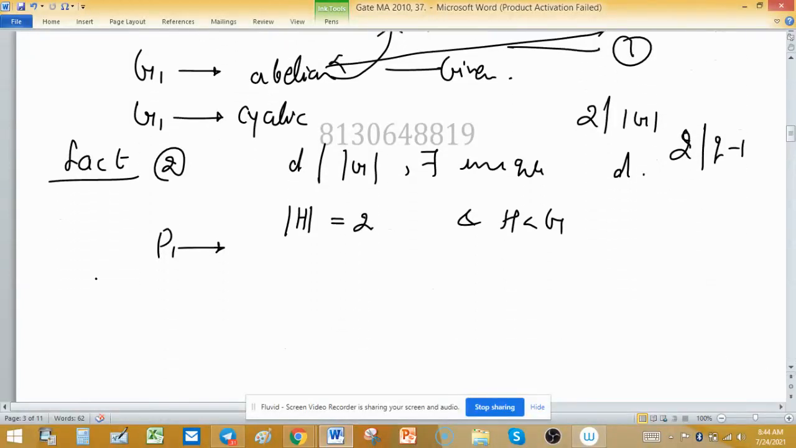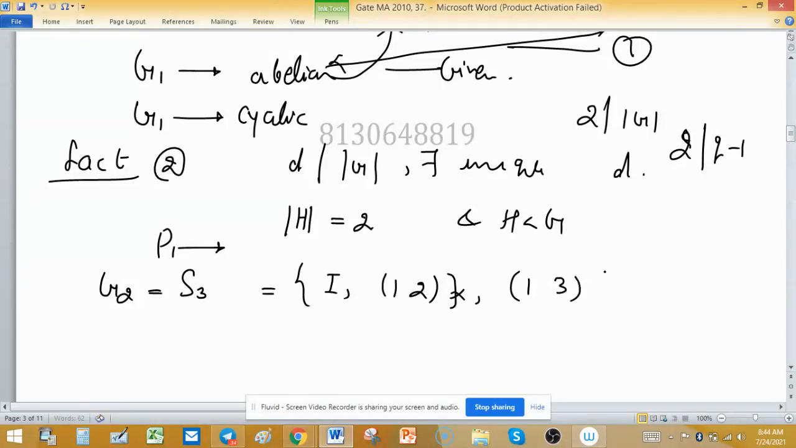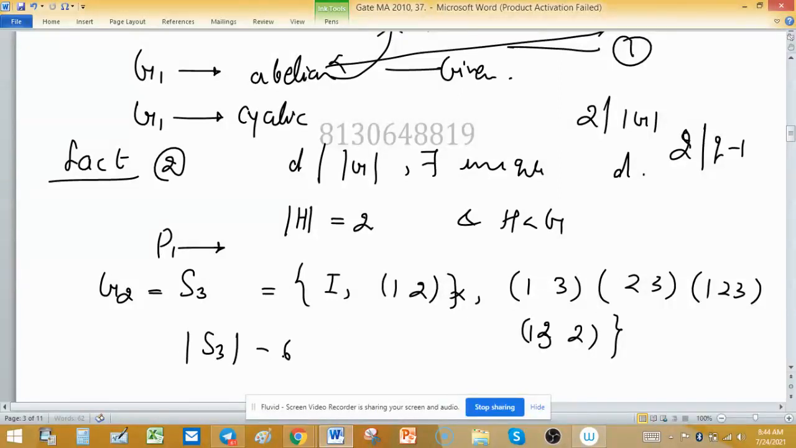So P1, the statement that G1 has a unique subgroup of order 2, is a true statement. Now come to statement 2, as G2 is S3. What is S3? It contains the identity and transpositions, which are cycles of length two. The elements are the identity, (1 2), (1 3), (2 3), (1 2 3) and (1 3 2). These are the elements of S3, so the order of S3 is 6.